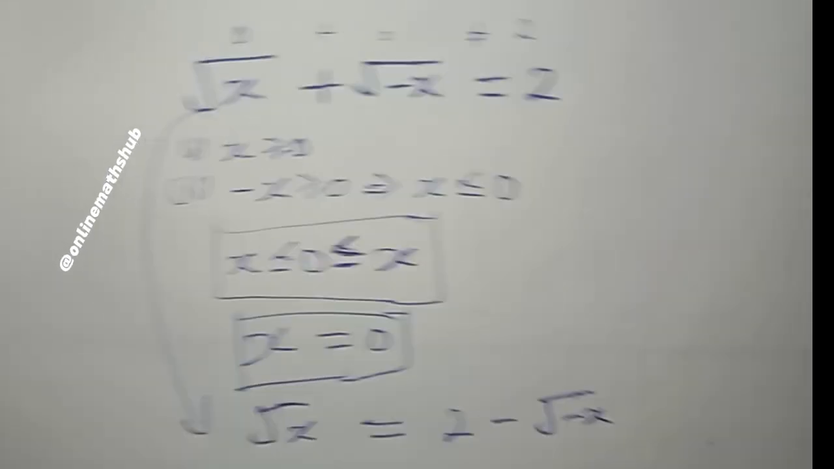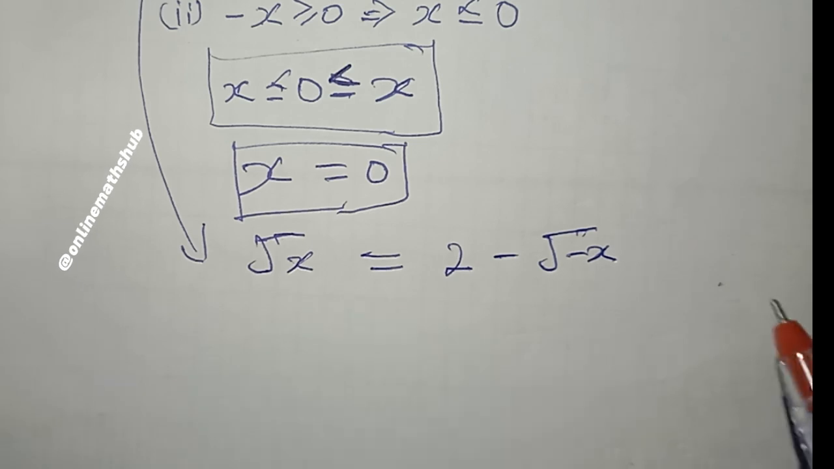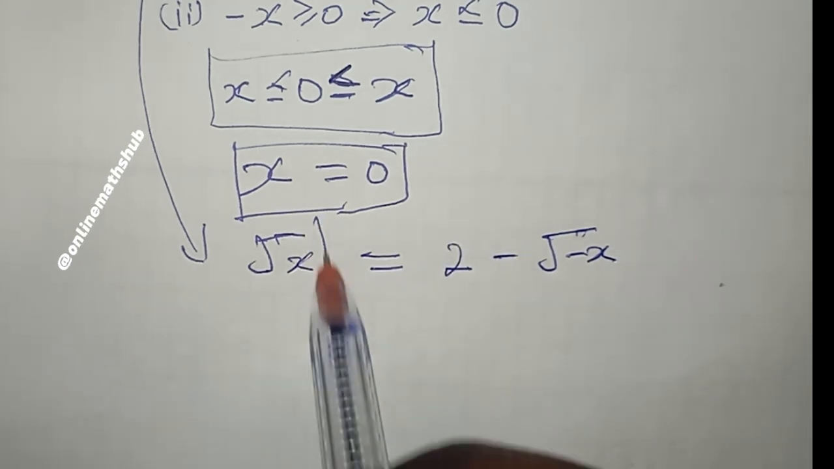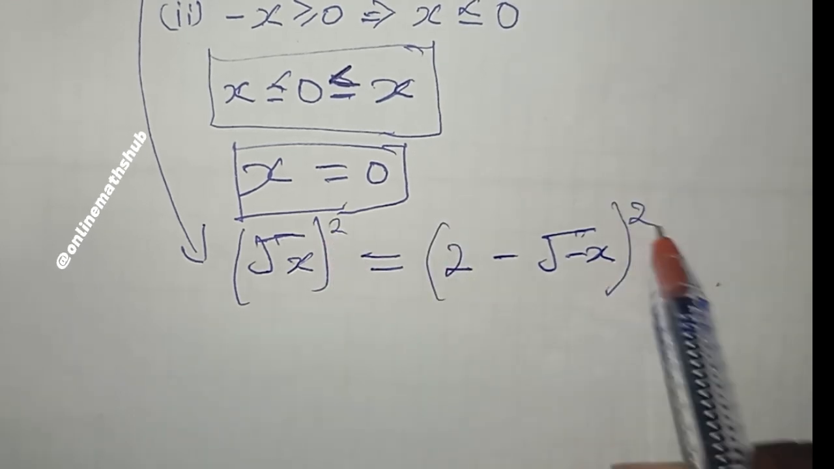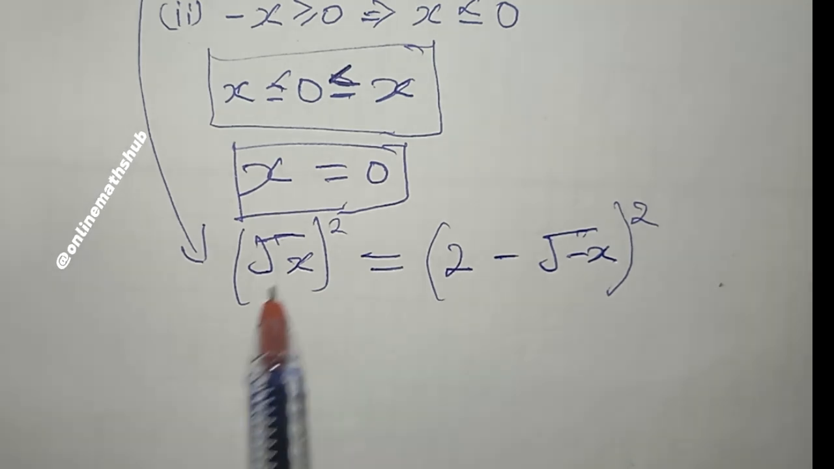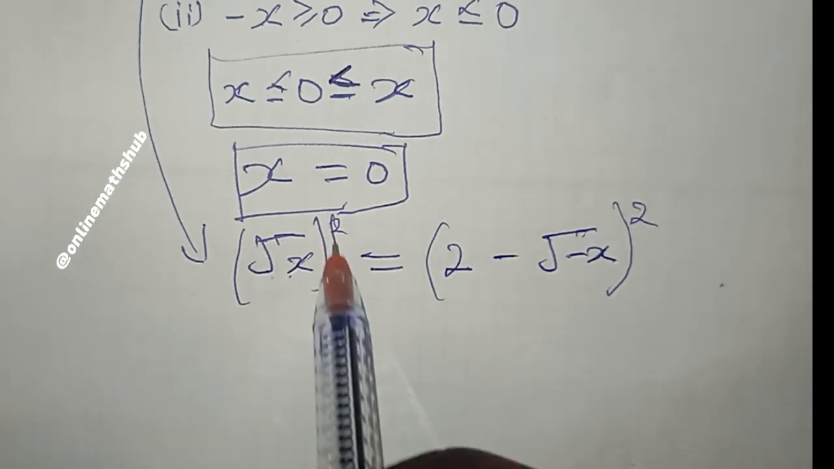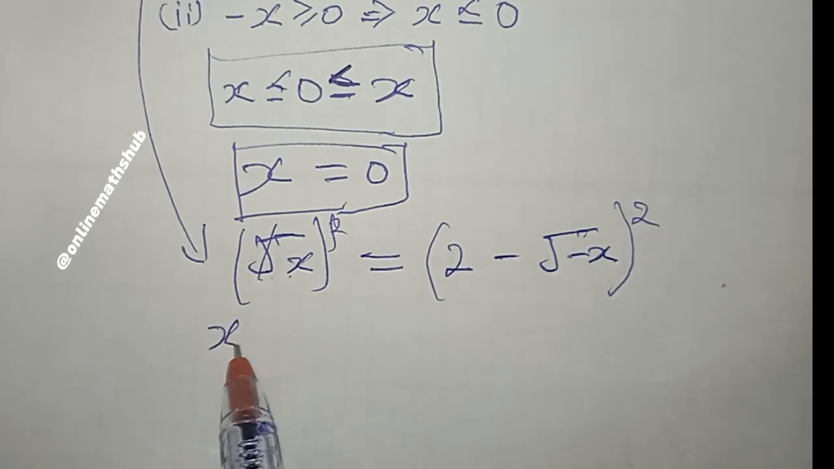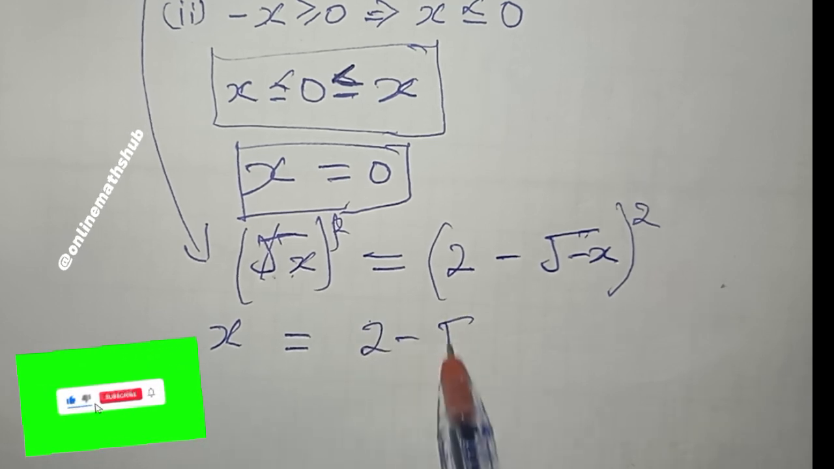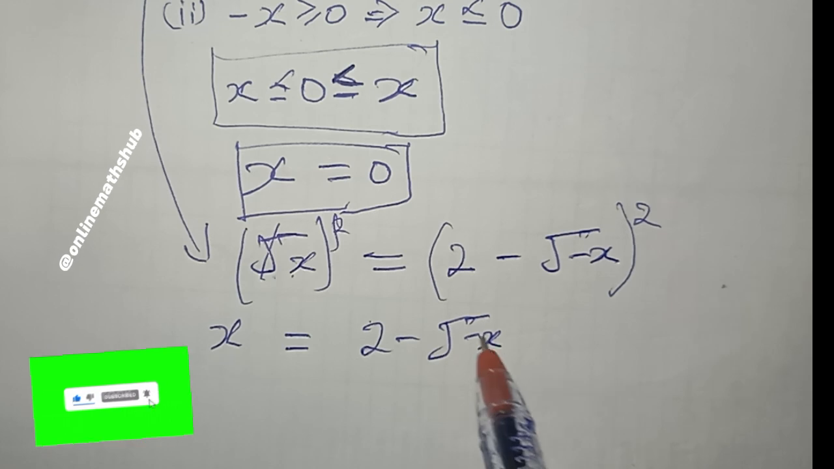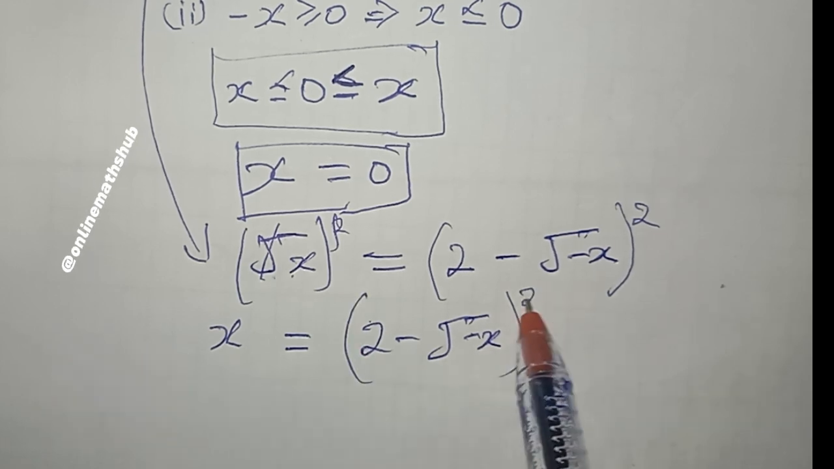Moving on, I'm going to find a way to remove this square root, and I can do that by taking the square of both sides. If I do that, this 2 is going to cancel this, and then x is equal to 2 minus root negative x, all raised to power 2.